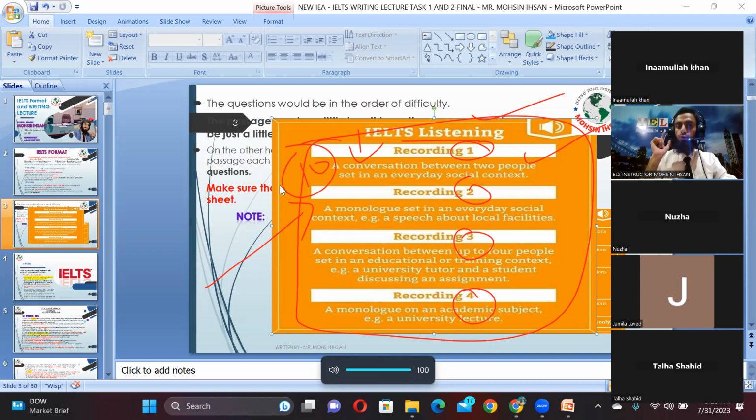Recording number 1. In IELTS listening, 4 recordings would be there. 30 minutes total would be there. Within those 30 minutes, each recording would have 10 questions. Now, the first recording would be played in front of you. That would be a telephonic conversation.